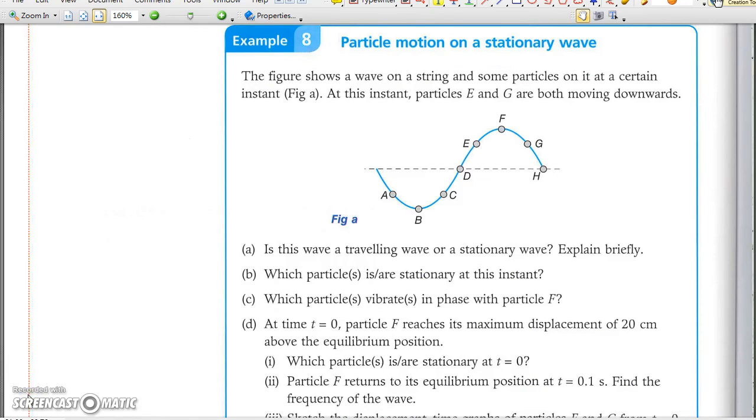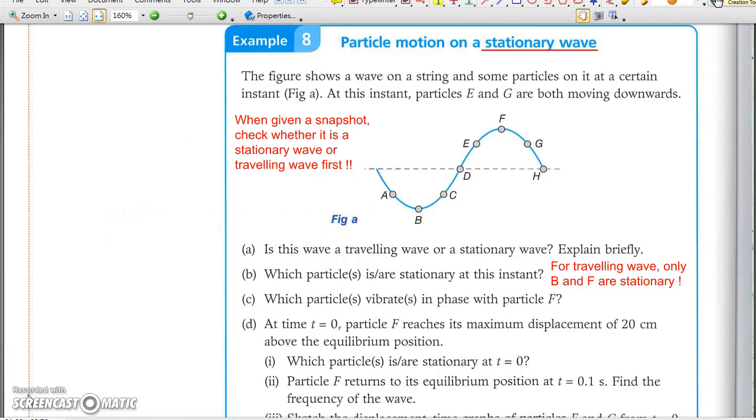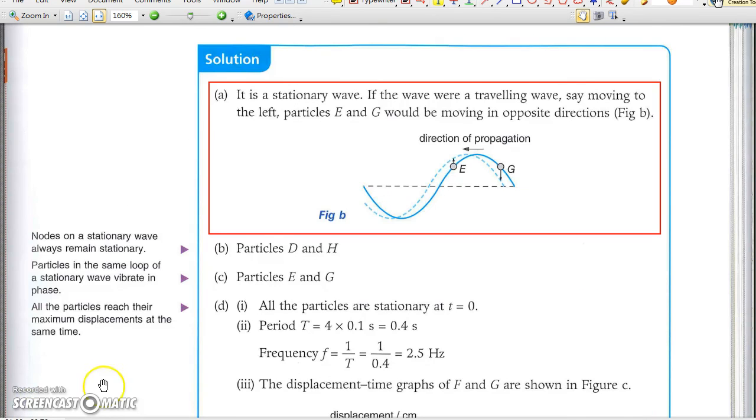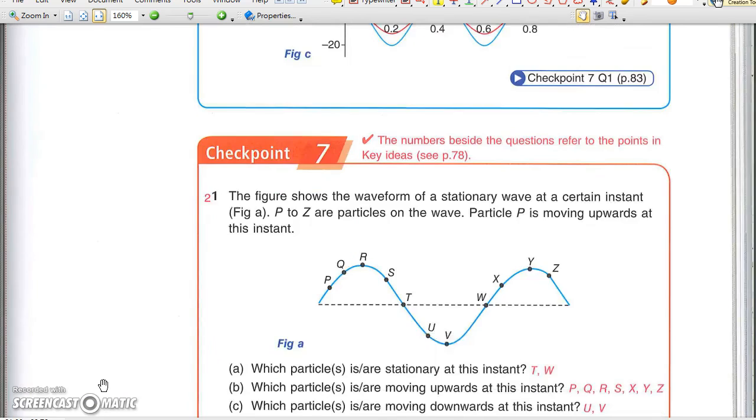Example 8. Particle motion in a stationary wave. You have to determine whether the wave is stationary or traveling by referring to the motions of particles E and G, both moving downwards. As they are in the same loop, same phase, if you can't tell it is a stationary wave, you will get all wrong in this question. Try check point 7, please.